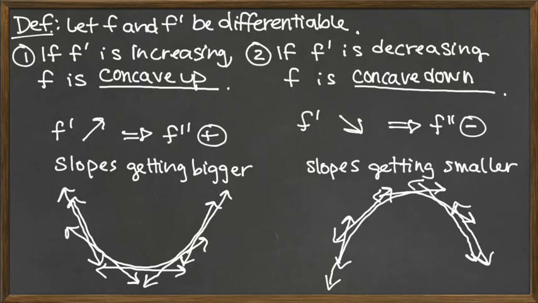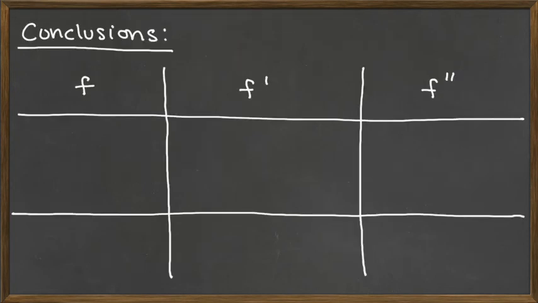And so we really have a set of conclusions to make where we have 3 different functions, and observations about one particular function give us other information about the other ones. And so here's what our conclusions are. We say that the original function f is concave up, which looks something like this, if the first derivative is increasing, or if the second derivative itself is just positive.